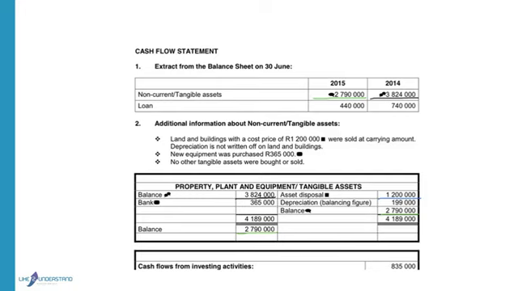Then they tell us that new equipment was purchased during the year. So we want to include this new equipment with our property, plant and equipment account, and we will record the 365,000 on the debit side to indicate an increase in property, plant and equipment.